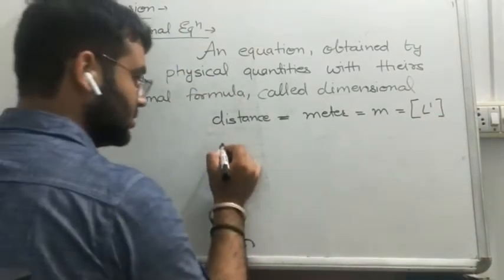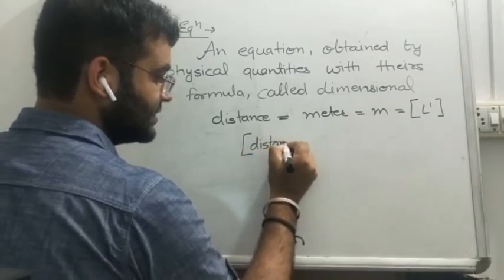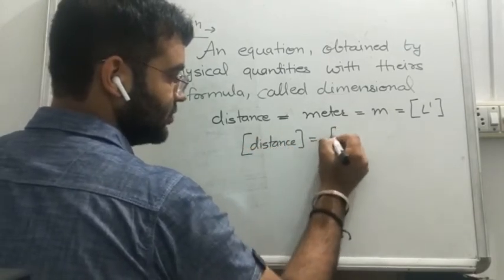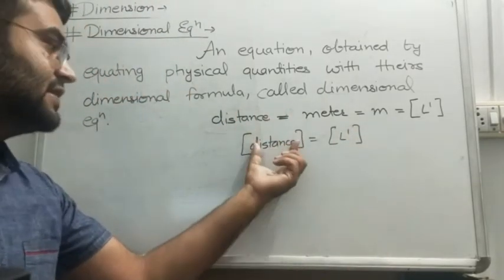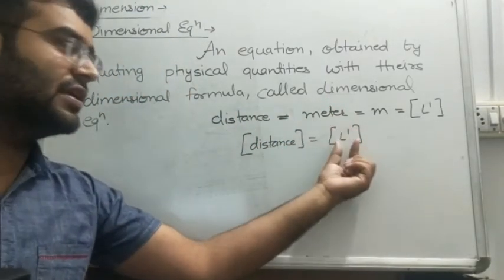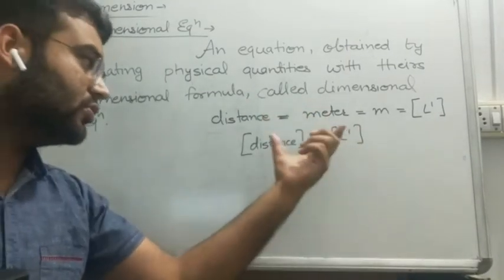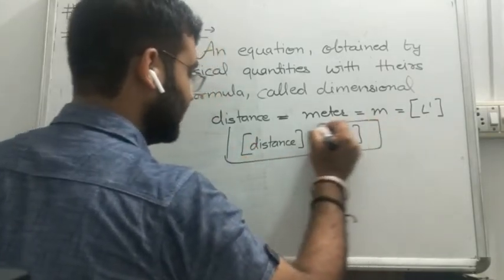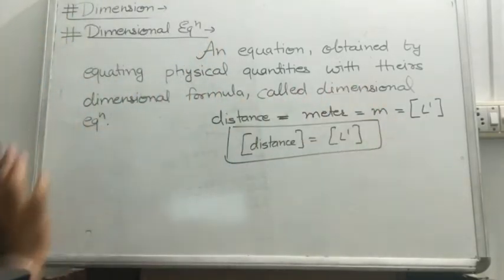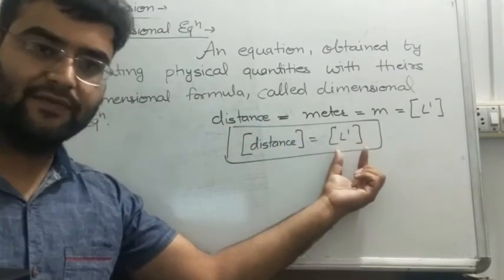Same condition here, I can write distance is equal to L1. So this is a physical quantity, and this is the representation of a physical quantity in dimensional form. This whole equation is called a dimensional equation. So we can write distance as L1.